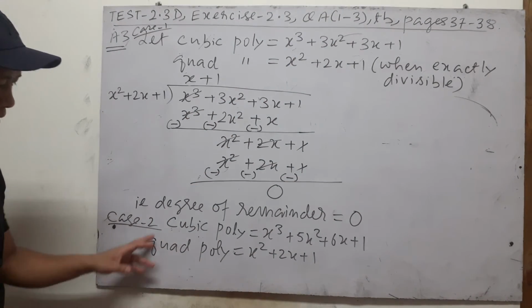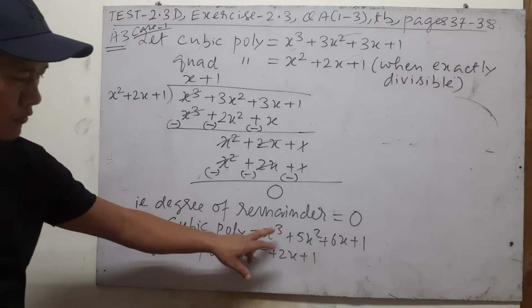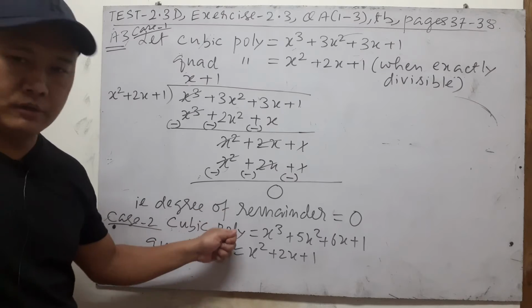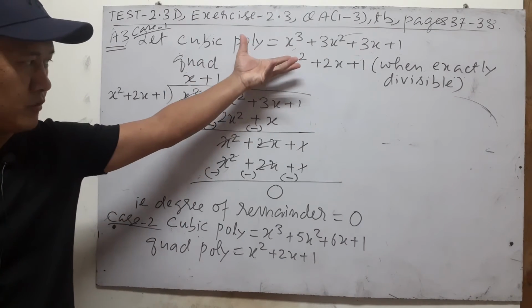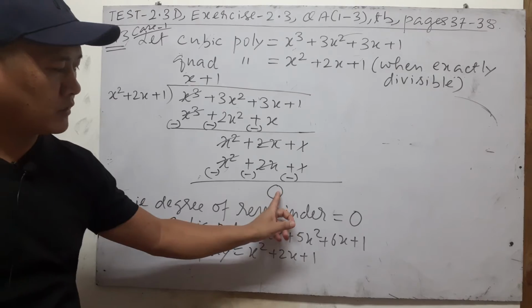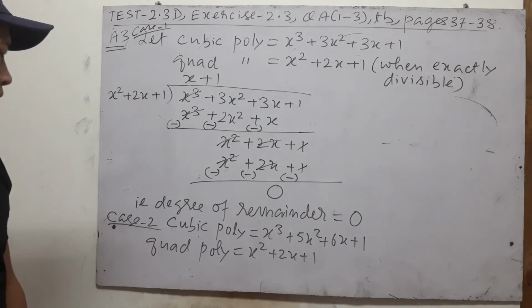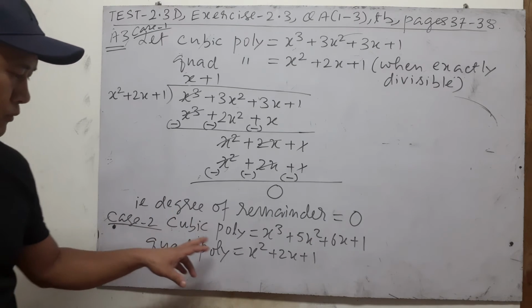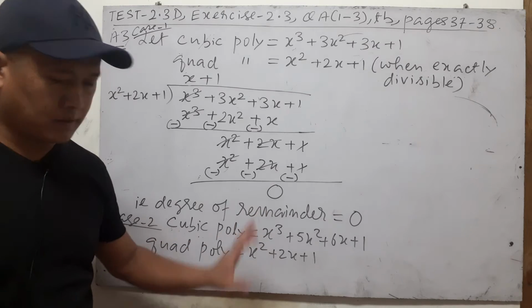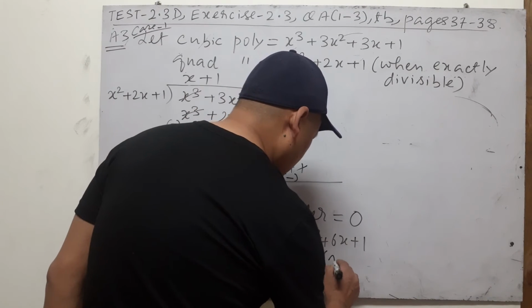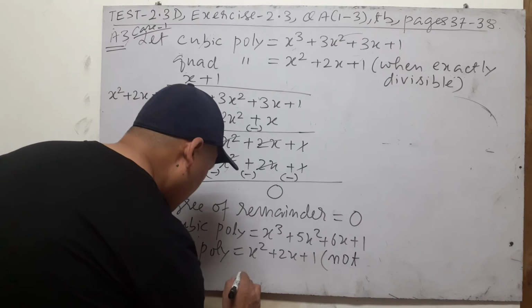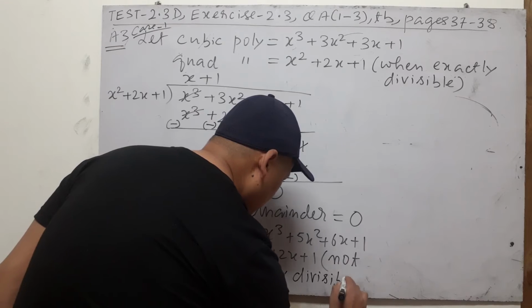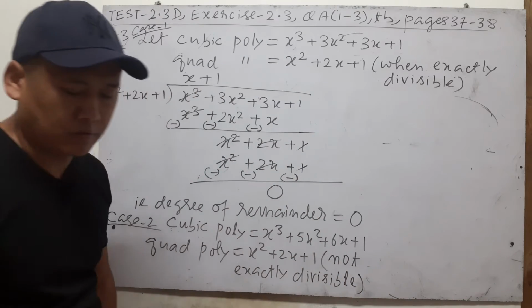So we have taken a cubic polynomial this time, highest power 3, and a quadratic polynomial, highest power 2, such that the remainder will not be 0. First we chose the case of remainder 0 and found that the degree of the remainder, which is 0, is 0. So let's see what the degree of the remainder is when we choose a cubic polynomial and a quadratic polynomial such that they are not exactly divisible. Here you write the condition for choosing these two: not exactly divisible. That means you're going to get a remainder greater than 0.